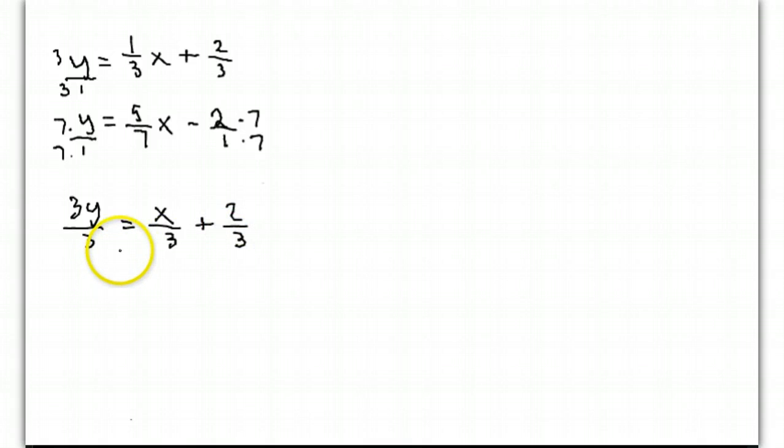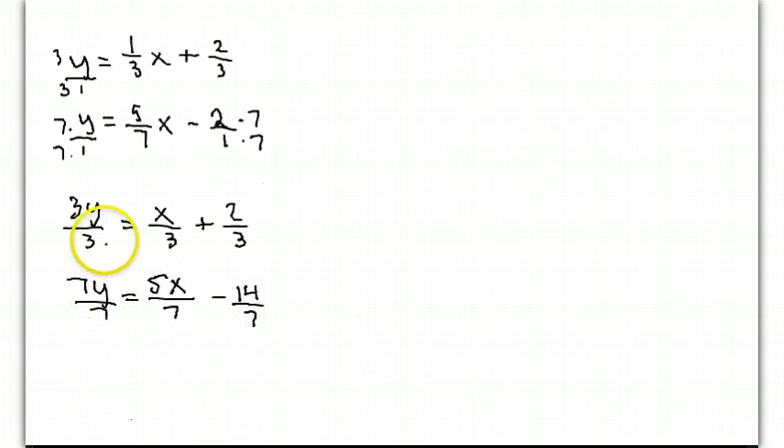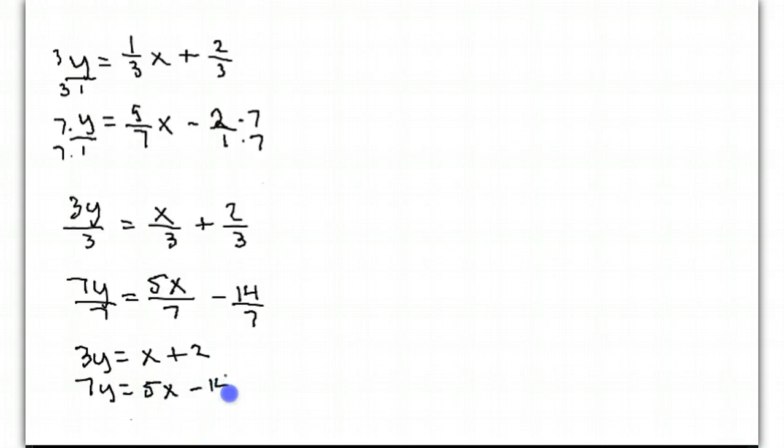And then at the bottom, what you have is 7y over 7 equals 5x over 7. If ever you have x on the side of a fraction, you can always put it on the top just to be safe. Minus 14 over 7. So if ever you can get all the denominators the same, all you need is to write the top. So what we're going to have is 3y equal x plus 2 and 7y equal 5x minus 14.